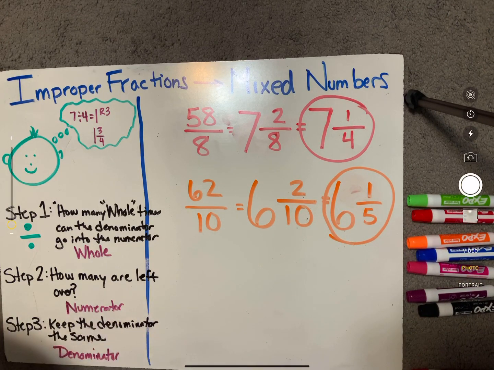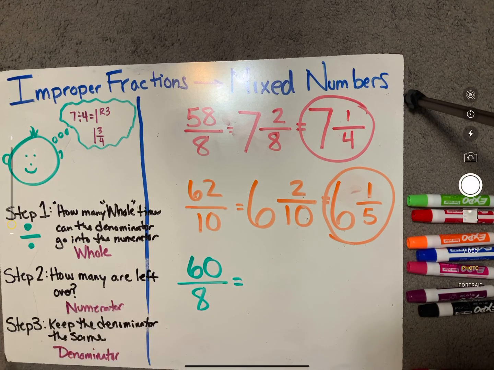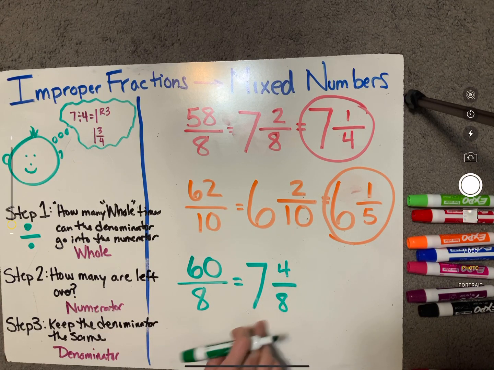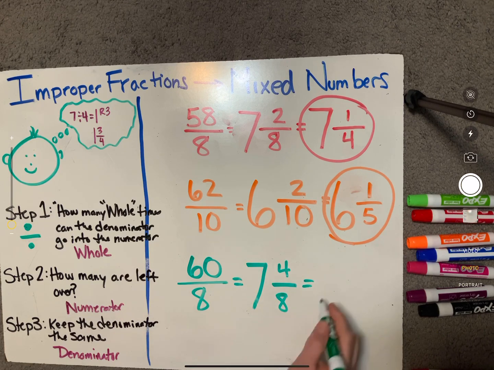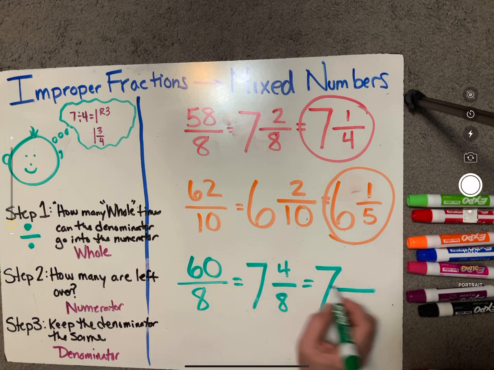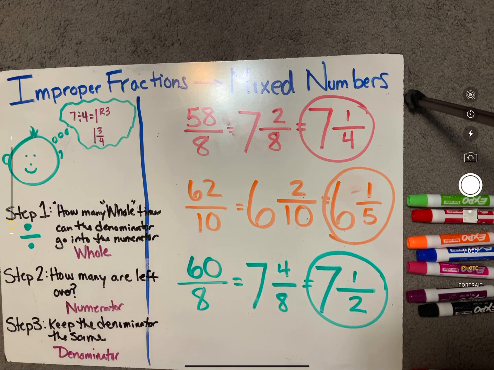All right, let's try another one. How about 60/8? How many times will 8 go into 60? It goes in 7 times. 7 times 8 is 56, so there are 4 left over, and my denominator remains the same. Now I'm going to reduce this because 4/8 is not in lowest terms. Both of these are divisible by 4. So 4 divided by 4 is 1. 8 divided by 4 is 2. So I get 7 1/2. Okay, so that is fractions and mixed numbers.